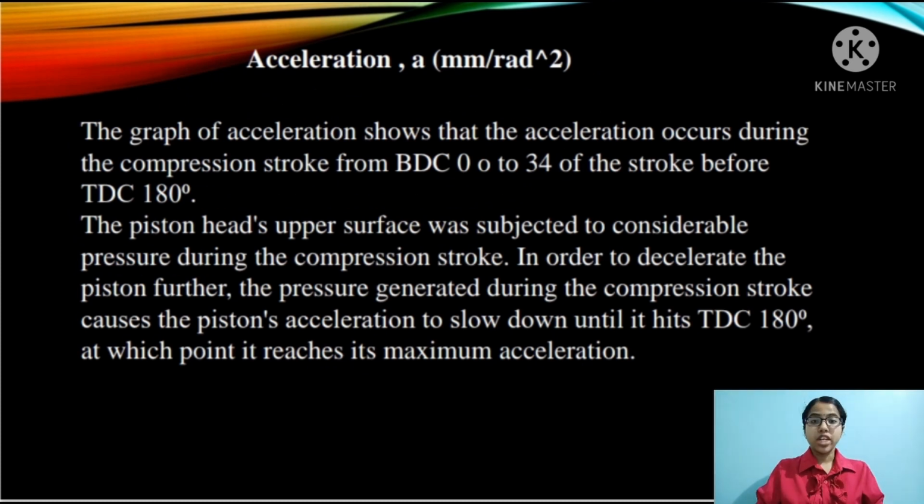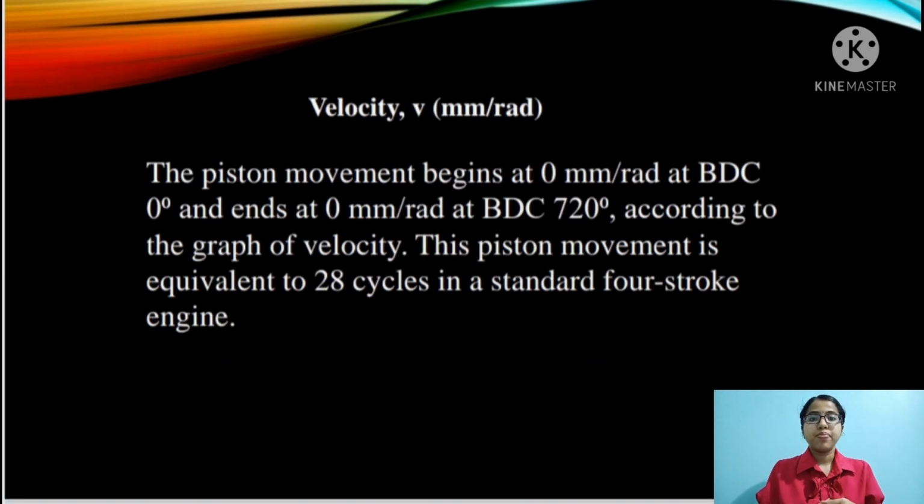Moving to the next, acceleration. In the compression stroke from BDC 0 degree to 34 degree of the stroke before TDC 180 degree, as shown by the acceleration graph, the acceleration takes place. During the compression stroke, the upper surface of the piston head is subjected to significant pressure. The piston accelerates until it reaches TDC 180 degree, at which time it reaches its maximum acceleration, which allows it to decelerate further.